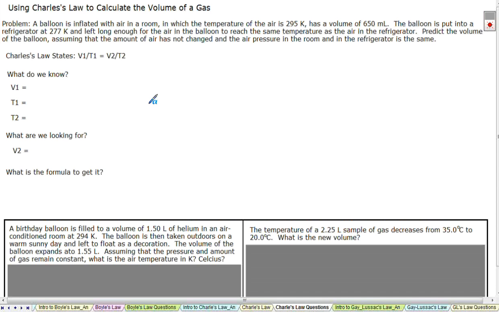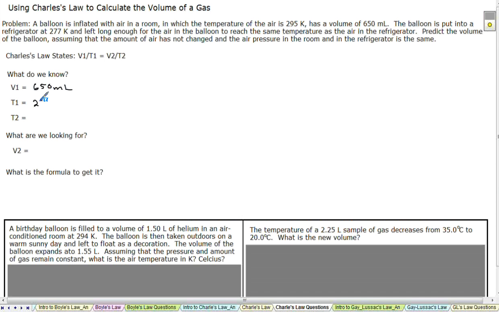Now, even though temperatures have to be in Kelvin, the volume doesn't change to liters right now. So our initial volume is 650 milliliters. Our Kelvin temperature is 295 Kelvin.